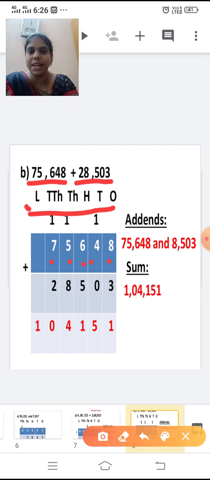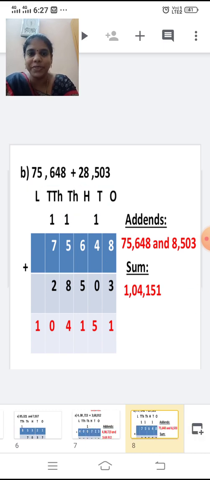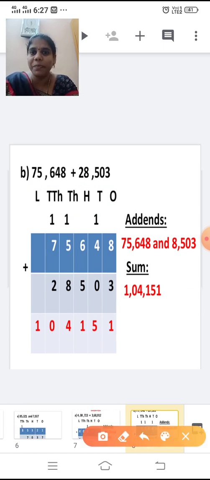Now move on to the next number, 28,503. So 3 in the ones place, 0 in the tens place, 5 in the hundreds place, 8 in the thousands place and 2 in the 10,000s place. Now shall we add this now? Yes. First, how will you add the number? First you have to add the ones place, right?